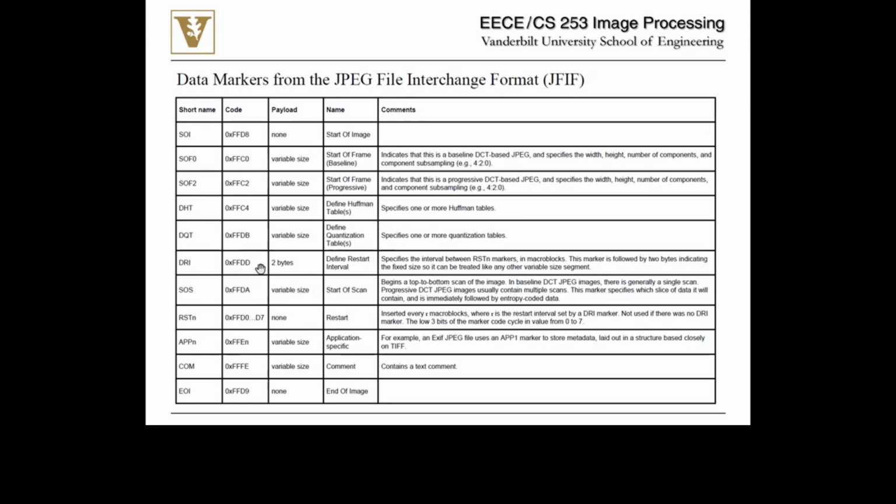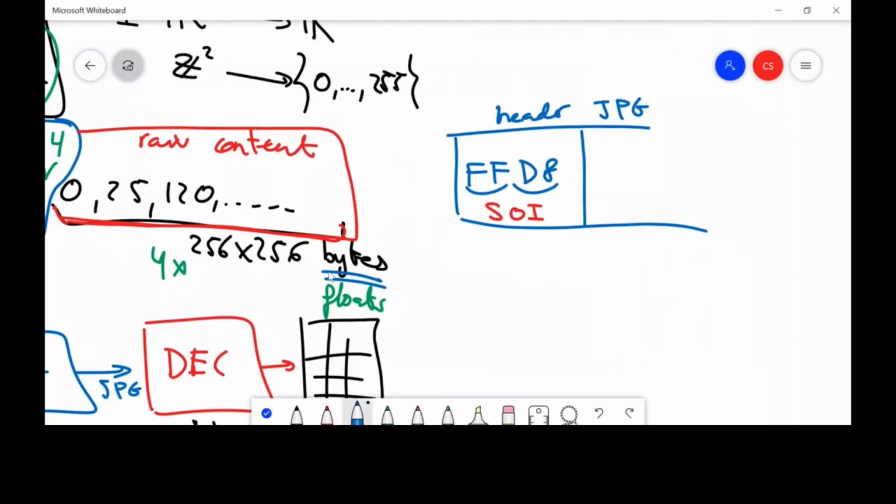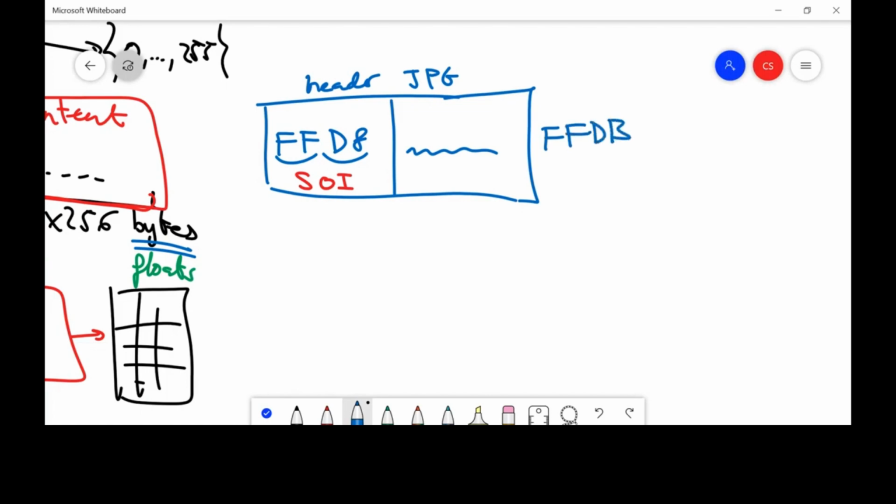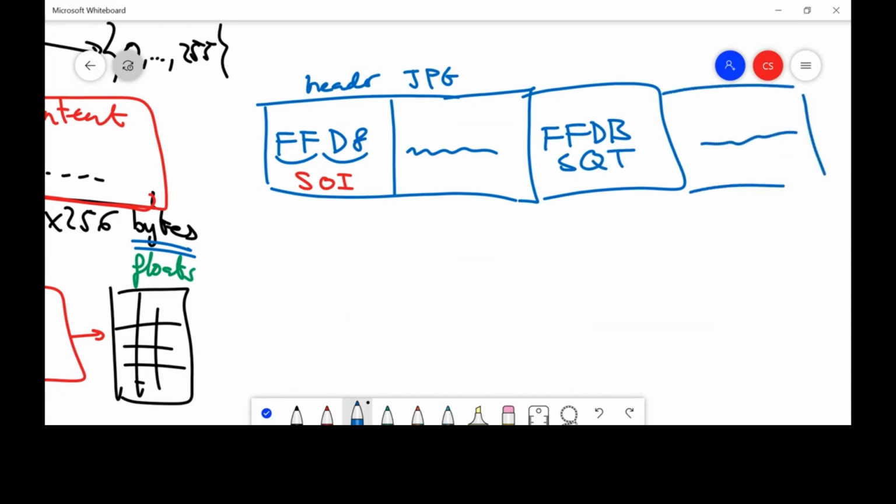So for instance, let's say that at some point I want to save my quantization table. So I write a few things in the header. And at some point, I want to save my quantization table, so I write FFDB, and this is a start of quantization table. And then I write here my quantization table.